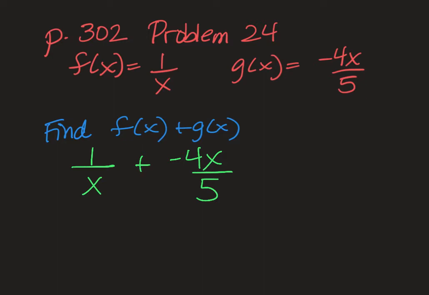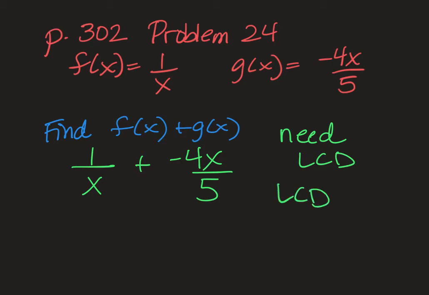So just like with numerical fractions without variables, with algebraic fractions here we need a lowest common denominator in order to add or subtract. So the advantage to multiplying and dividing is I don't have to do this step. Okay, so for addition and subtraction, I need a lowest common denominator.